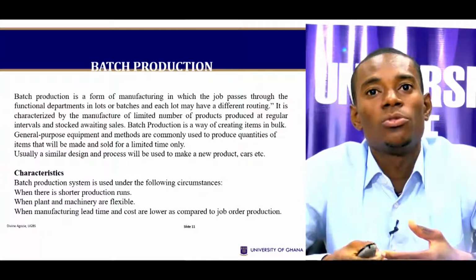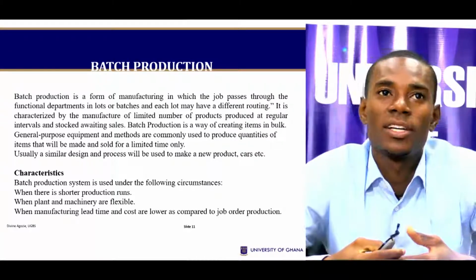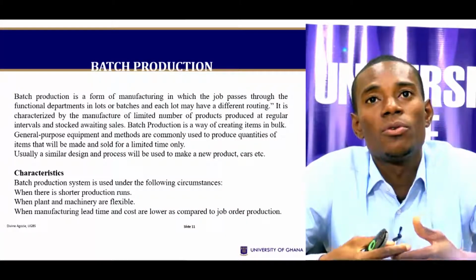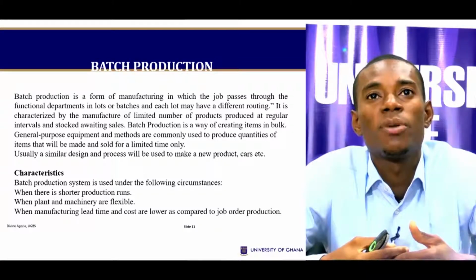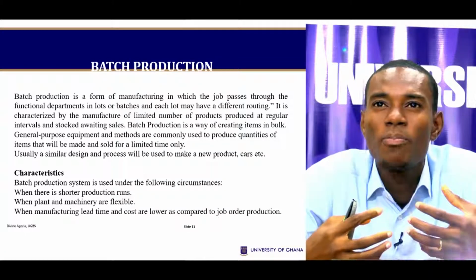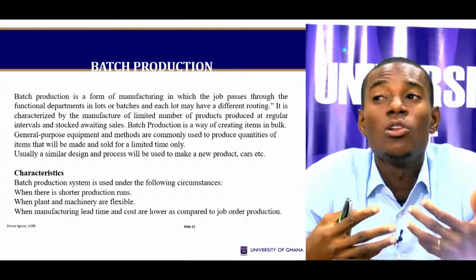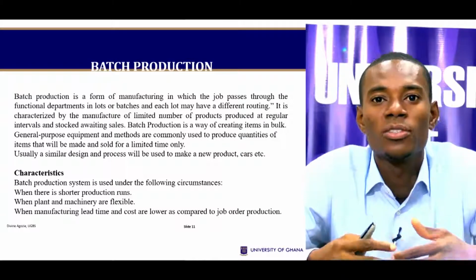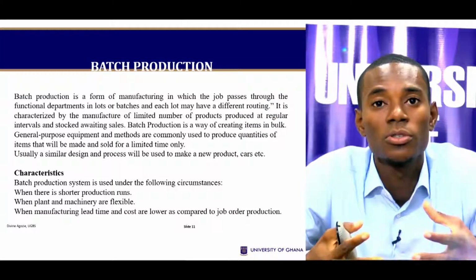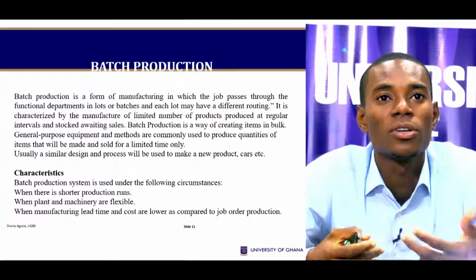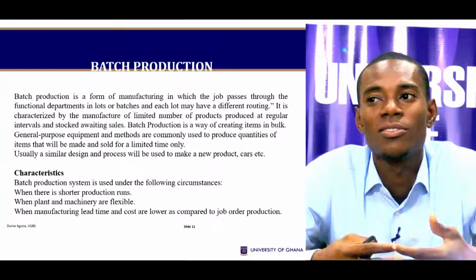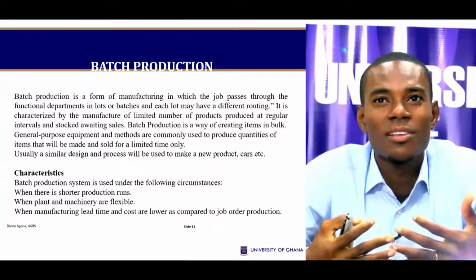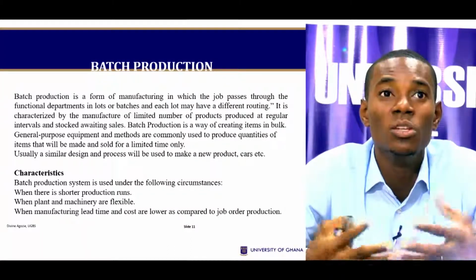Okay. So we'll look at one other one we call batch production, where production is actually done in groups or lot sizes. But for definition purposes, we say it is a form of manufacturing in which the job passes through the functional departments in lots or batches, and each lot may have a different routing. You see, we don't produce just one item, but they're produced in groups. So lot sizes, you can produce in groups of hundreds, in 200s, probably in thousands, depending on the size. So it's a way of creating items in bulk quantities, not really huge quantities anyway.